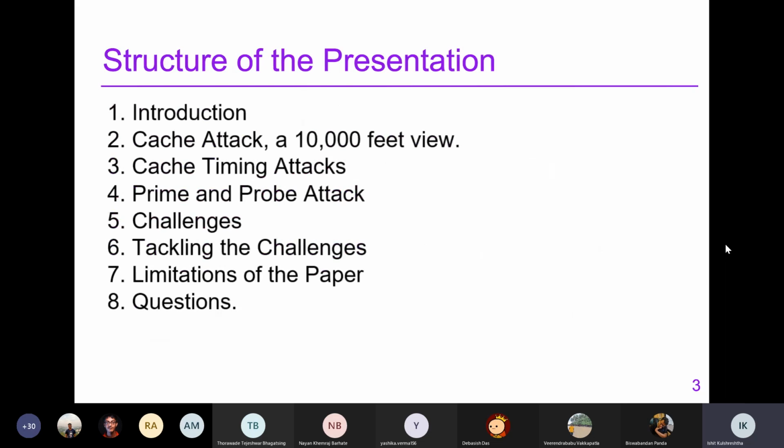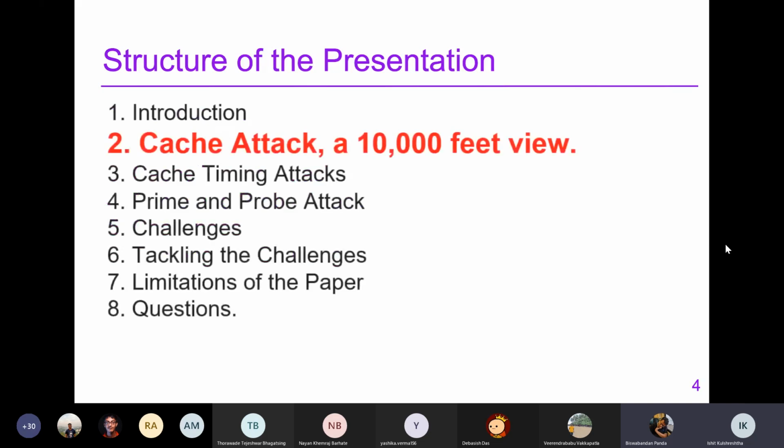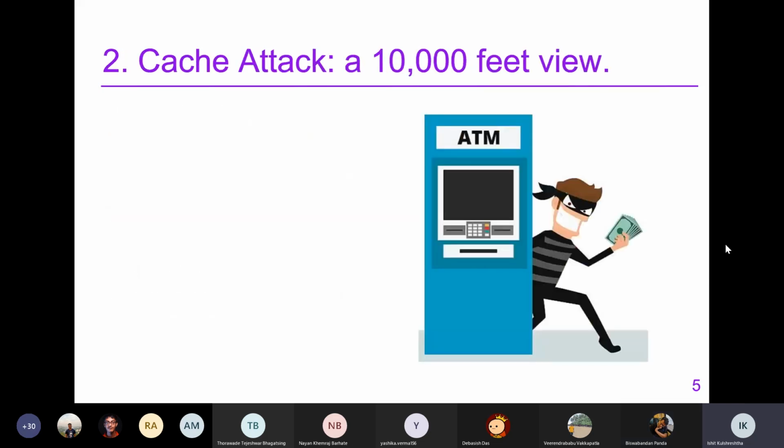The structure of the presentation would be that first we'll start with the introduction, then we'll talk about cache attacks from a 1,000-feet view. Yes, sir. So we come to cache attack, 1,000-feet view.